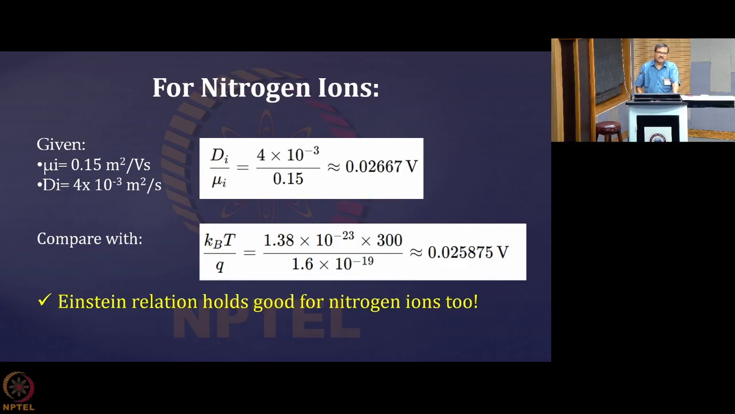Now it comes to the ions, nitrogen ions. For that, we have mu as 0.15 and D as 4 into 10 to the minus 3.